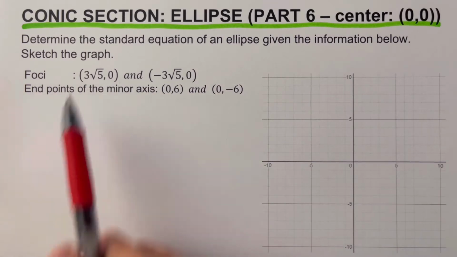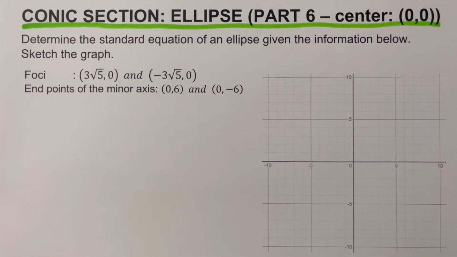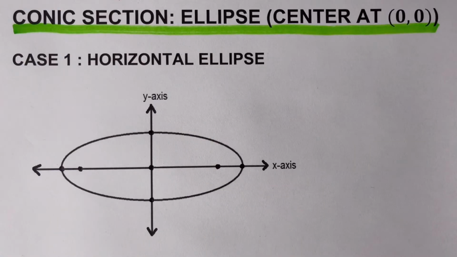Before we go over this example, let's have a review on the parts of an ellipse and the two cases of an ellipse with center at (0, 0), or at the point of origin. We remember that there are two cases of an ellipse. The first case here is the horizontal ellipse. Before we go over this case, let's have the parts of every ellipse.